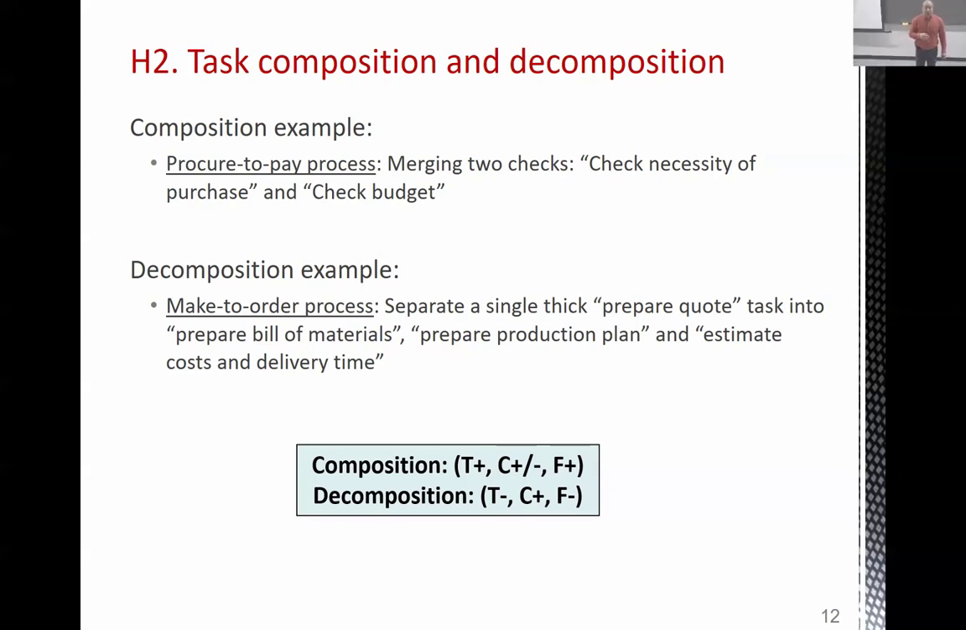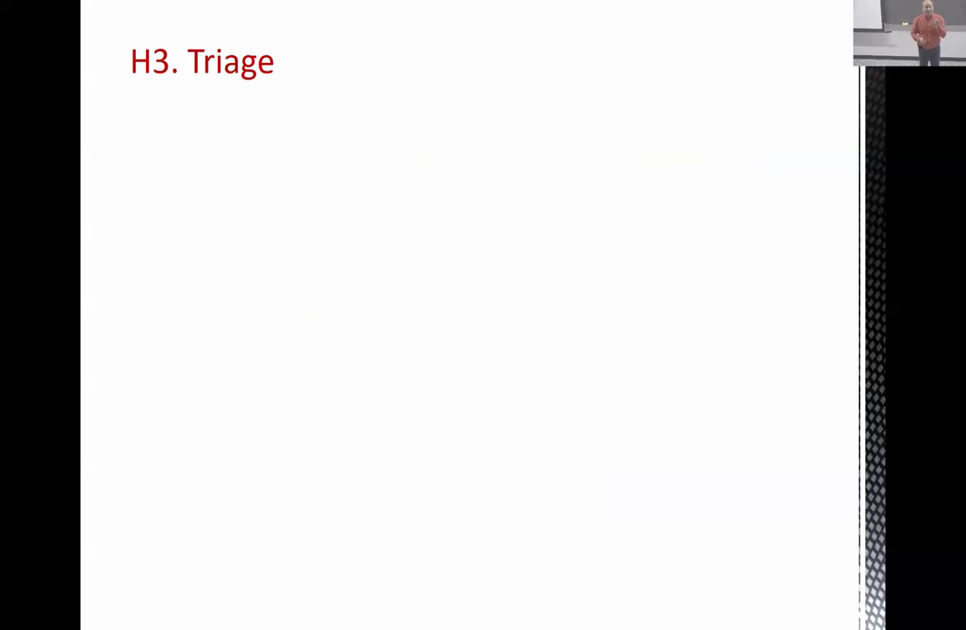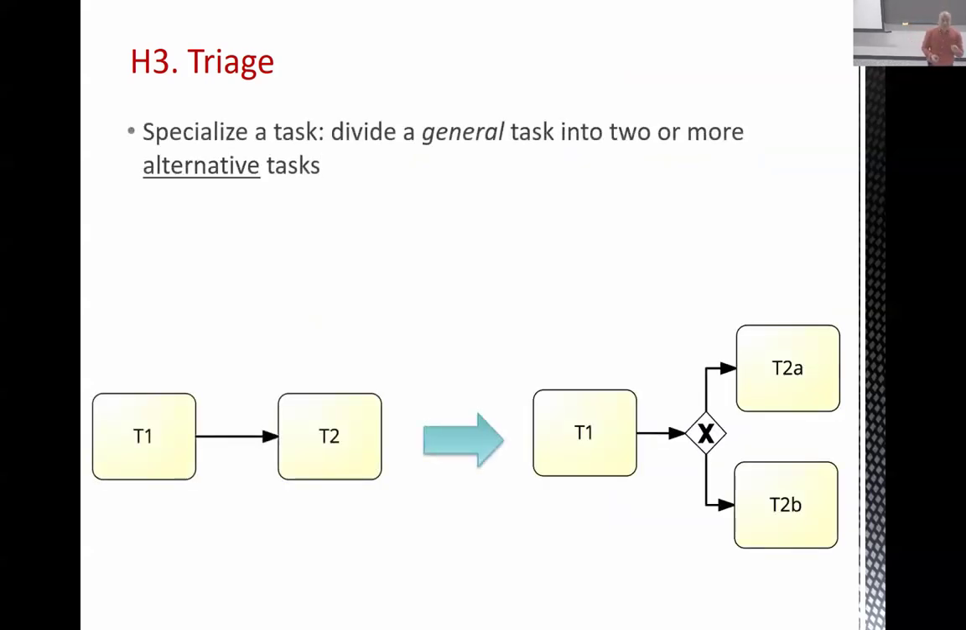So we have seen two heuristics until now. One, task elimination: improve the cycle time of your process by eliminating non-value-adding tasks or partially eliminating business value-adding steps. Two, consider separating tasks or joining two tasks in order to strike trade-offs between cycle time and cost. When you join two tasks, you improve the cycle time because you remove the waiting time between the two tasks. And if you split the task, you can improve efficiency, therefore cost, because specialized people are faster, more efficient at doing things than generalists. The third heuristic is triage, and it is very similar to task composition and decomposition, but it just works a little bit differently.